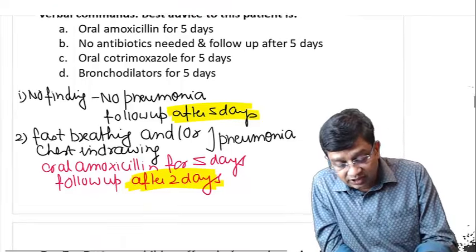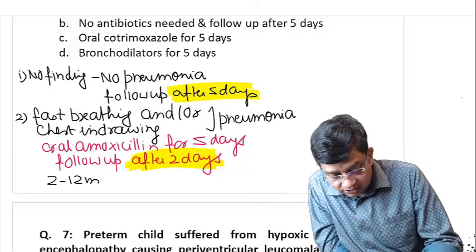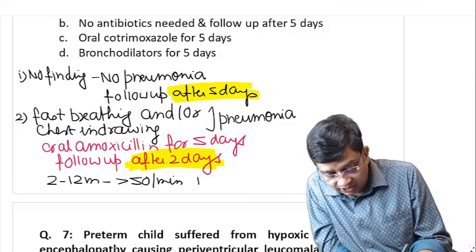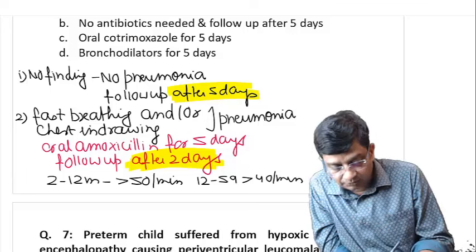And what is the criteria for fast breathing? If a child is 2 to 12 months, you consider more than 50 per minute. And if the child is 12 to 59 months, you consider more than 40 per minute.